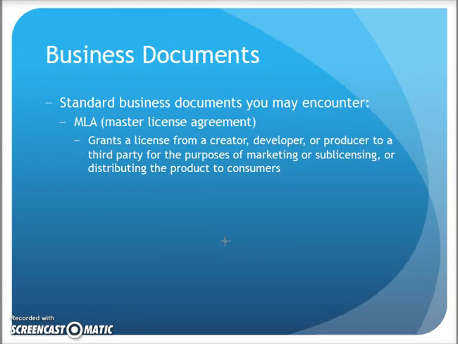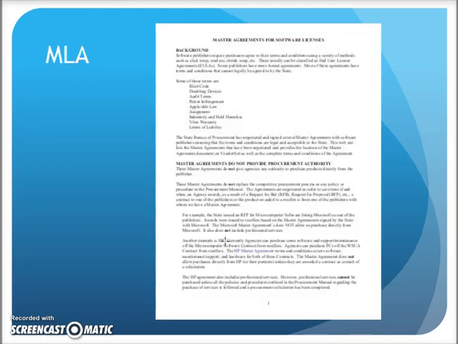Master License Agreement, MLA. This is almost like a big license for, instead of going to the store and buying 10 copies of Microsoft Office, you buy one giant license from Microsoft that says you may install this on 1,000 machines, if you will. So this grants a license from the creator to a third party, to a school or something, for the purposes of putting in all of their equipment. So again, this would be a master license agreement of what's allowed to get done for so long and so many devices and that sort of thing.